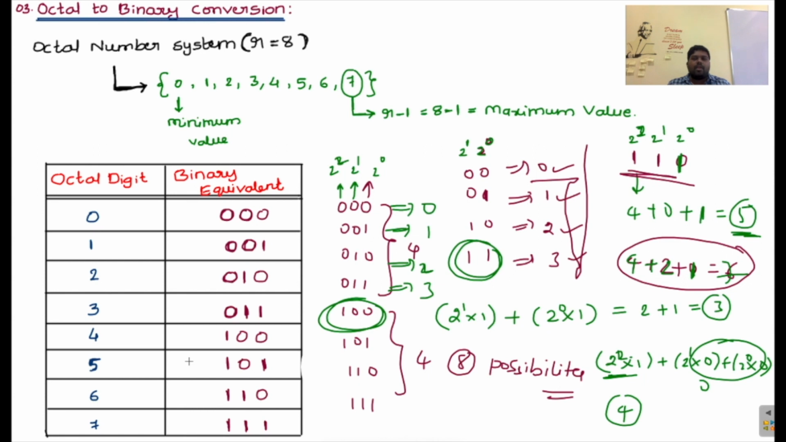So in order to represent octal digits in binary format, we require maximum 3 bits, 3 binary bits. That is the conclusion, right?